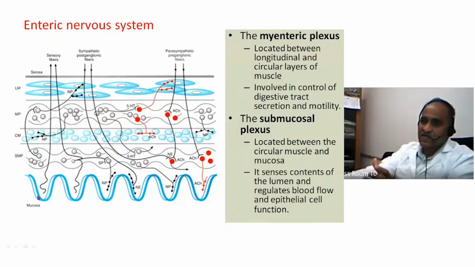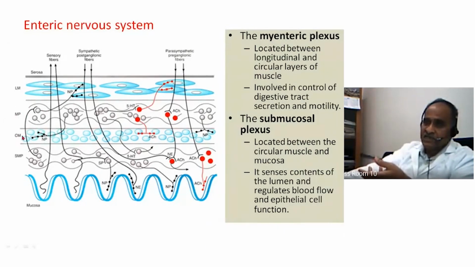So that means epithelial function and blood flow: if it were to absorb more, or if it were to secrete more, that is activated. Now come back to the myenteric plexus. The myenteric plexus, this is MP, lies between the circular muscle and the longitudinal muscle.